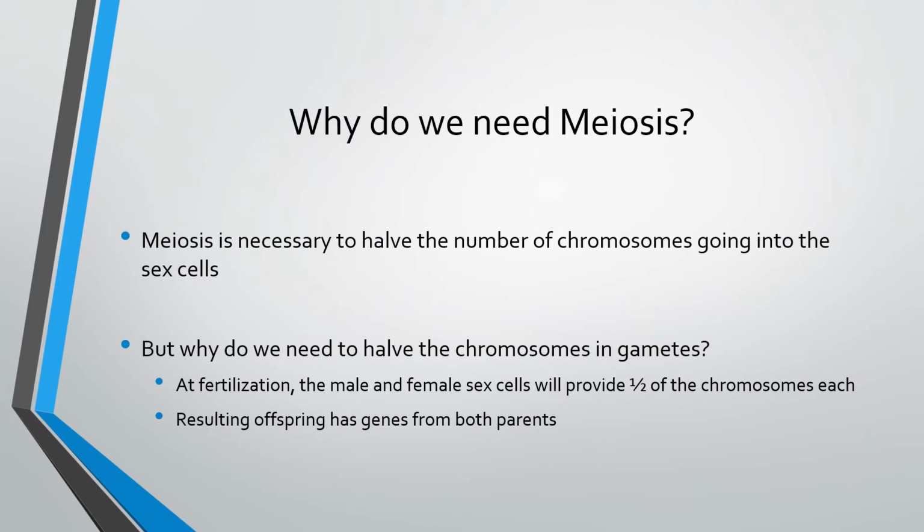Why do we need meiosis? Well, meiosis is necessary to halve the number of chromosomes going into the sex cells. But why do we need to have the chromosomes in gametes in the first place? Well, at fertilization, the male and female sex cells will provide 1/2 of the chromosomes each, resulting in offspring that have genes from both parents.